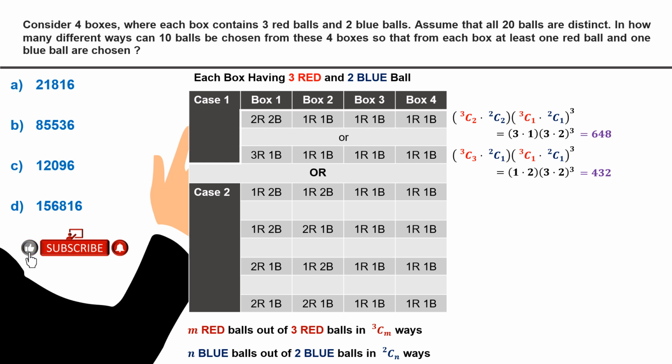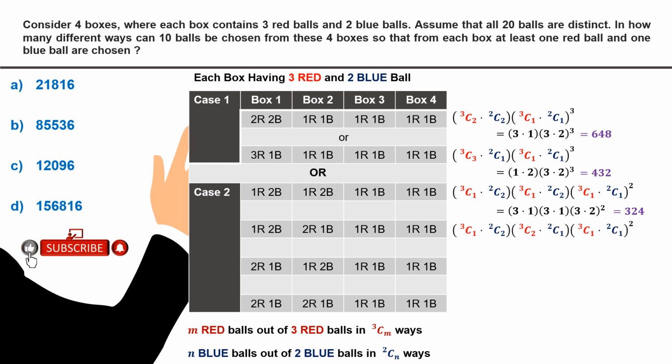For case 2 now, 1 red, 2 blue. So 3C1, 2C2. For the next 1 red, 2 blue, so 3C1 and 2C2, and the remaining are 3C1 and 2C1 whole square. If I calculate, we get 324. For the next case, similarly, we can get 3C1 and 2C2. Obviously, for the second column, 3C2, 2C1, and the remaining are 3C1, 2C1 whole square. So these are very simple calculations.